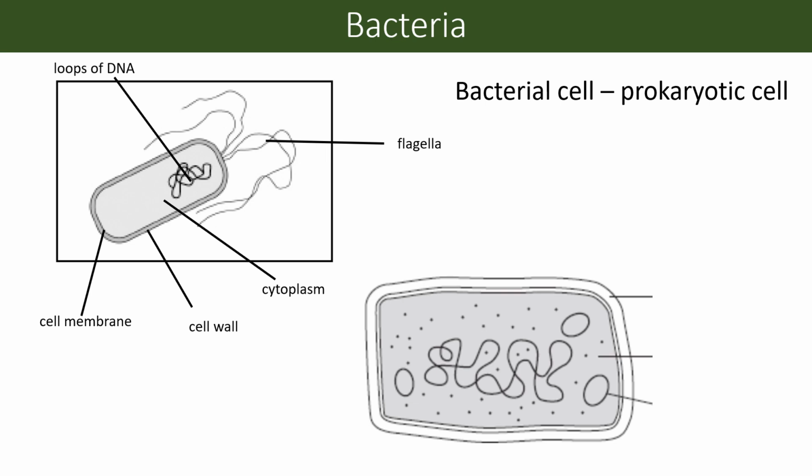Here's another example of a diagram of a bacterial cell, just with a slight difference here. So we've still got our cell wall there, we've got our cytoplasm, we've got our loop of DNA, but we've also got a plasmid, which is another way of storing the DNA. It's simply a ring of DNA.